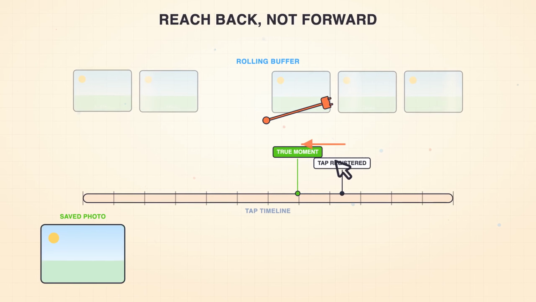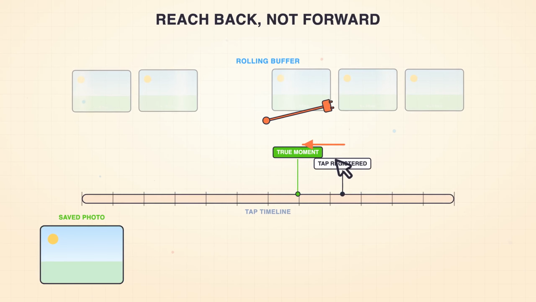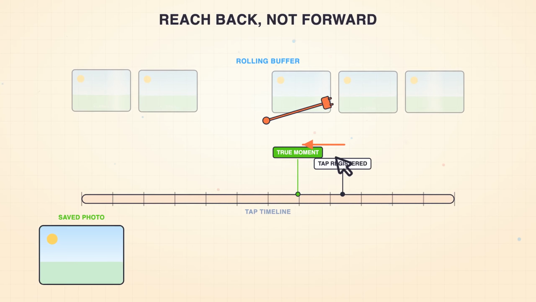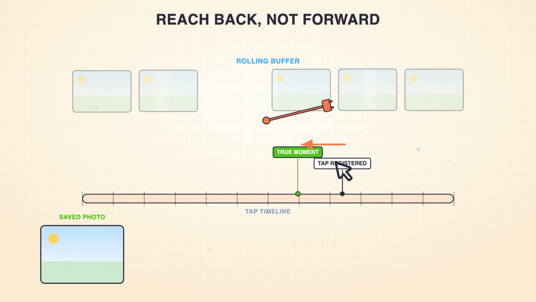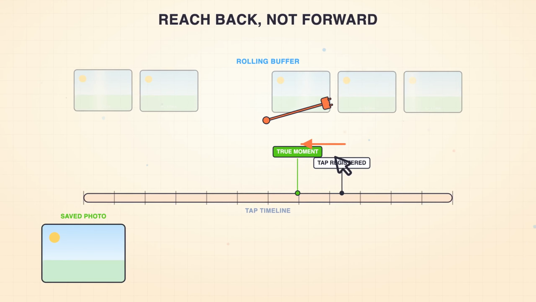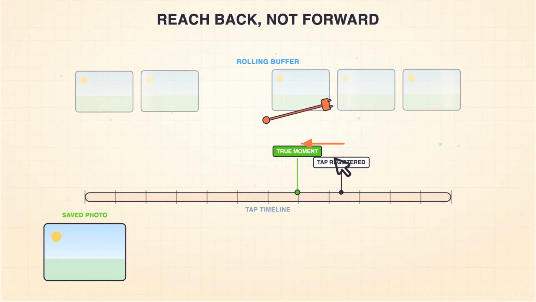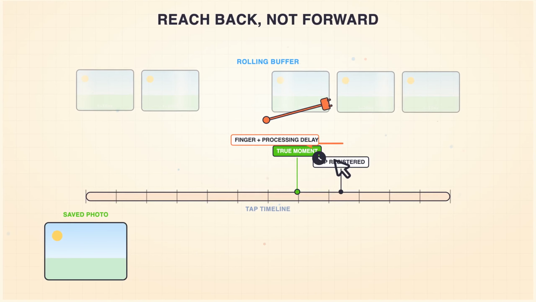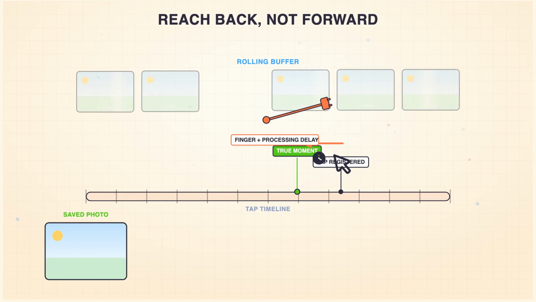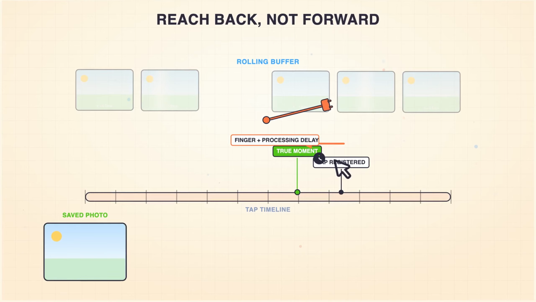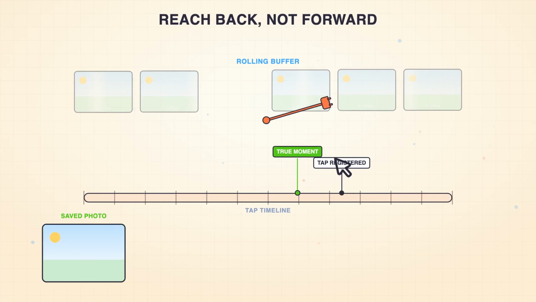And here is the clever twist. It can reach backward. Your finger is slow. There is a delay between the moment your brain decides now and the moment your fingertip actually touches glass. There is also the old processing delay. So the phone compensates. It does not grab the frame from the moment the tap registered. It can pick a frame from a hair before that, closer to the true moment you were reacting to.